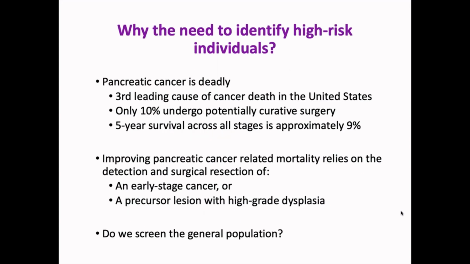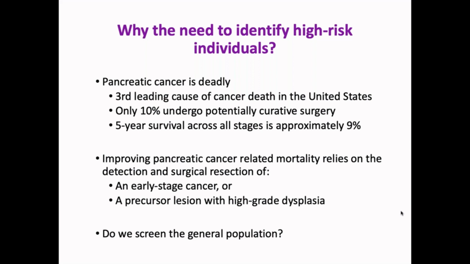So why is there a need to identify high-risk individuals? As we all know, pancreatic cancer is deadly. It's the third leading cause of cancer death in the United States, and it will be rising to the second leading cause by 2030. Only 10% of individuals undergo potentially curative surgery, and the 5-year survival across all stages is approximately 9%. So our means to improve mortality related to pancreatic cancer really relies on the detection and surgical resection of cancers that are diagnosed at the earliest stage or precursor lesions that have high-grade dysplasia.